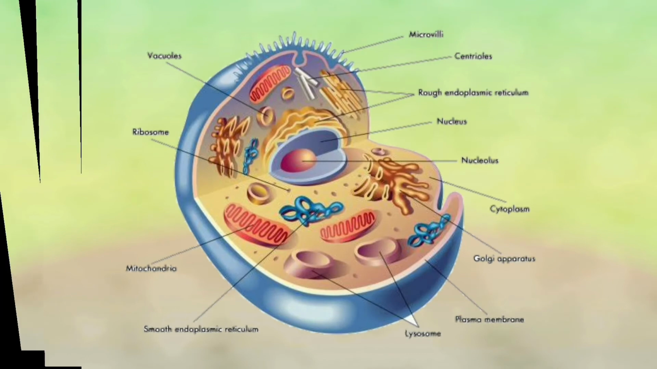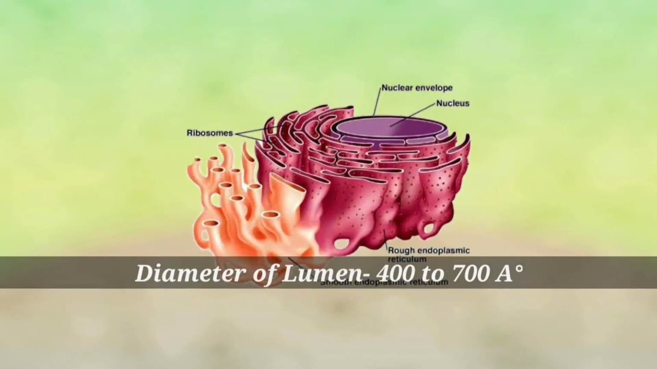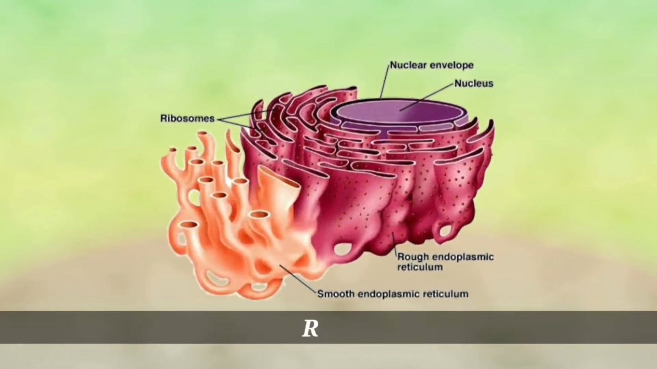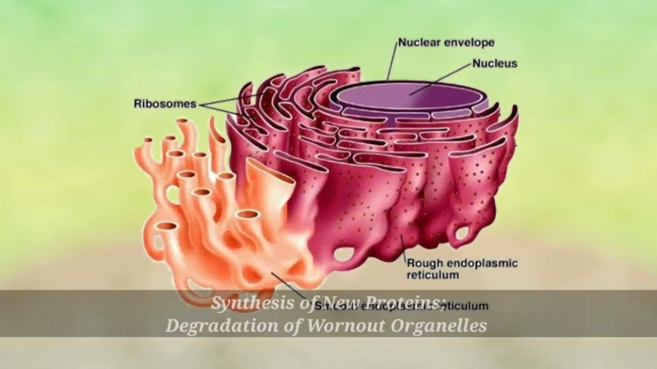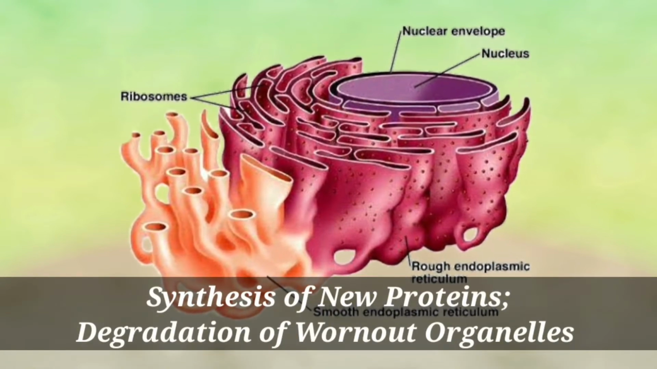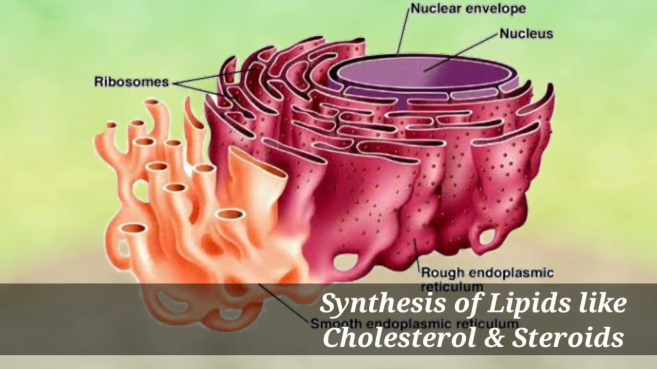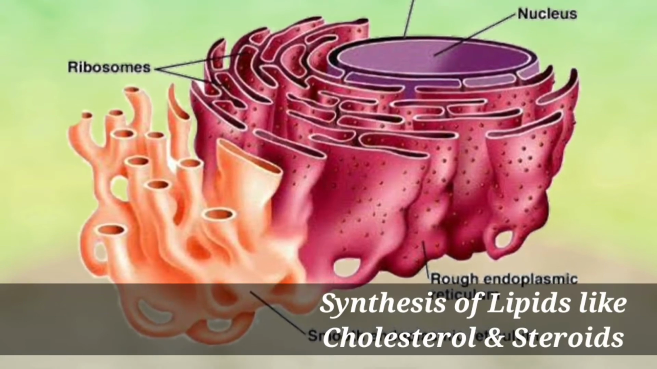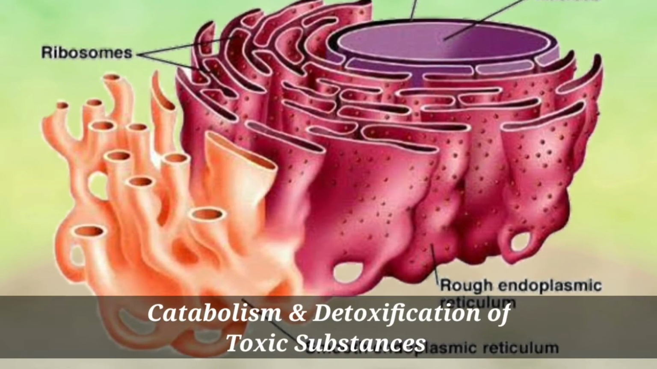Now we see other organelles of the cell. So this is endoplasmic reticulum. It is of two types, rough and smooth. Rough appearance is due to attachment of ribosomes. It helps in synthesis of new proteins and degradation of worn out organelles. Smooth endoplasmic reticulum helps in synthesis of lipid substances like cholesterol and steroids and helps in catabolism and detoxification of toxic substances.